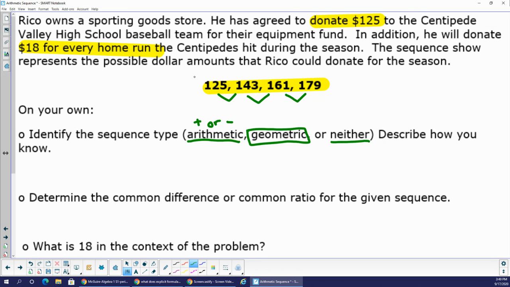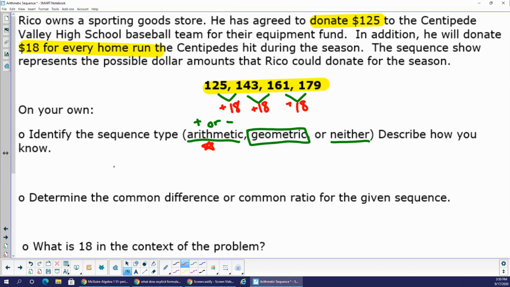So here, if you have a calculator handy, that's great. You can do 143 minus 125, and you see that we added 18 to get there. All right, like I said, you always want to check a couple of the terms. 161 minus 143 is 18. And then once again, from 161 to 179, you added another 18. So since we have a constant difference of 18, we know that it's an arithmetic sequence.